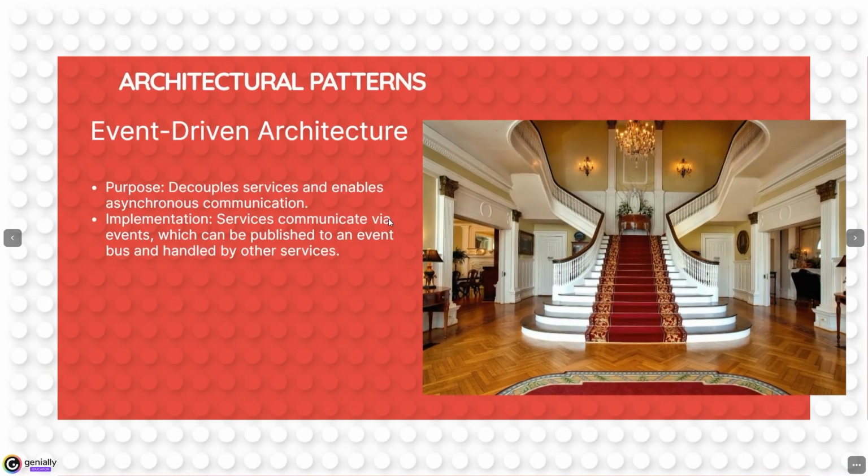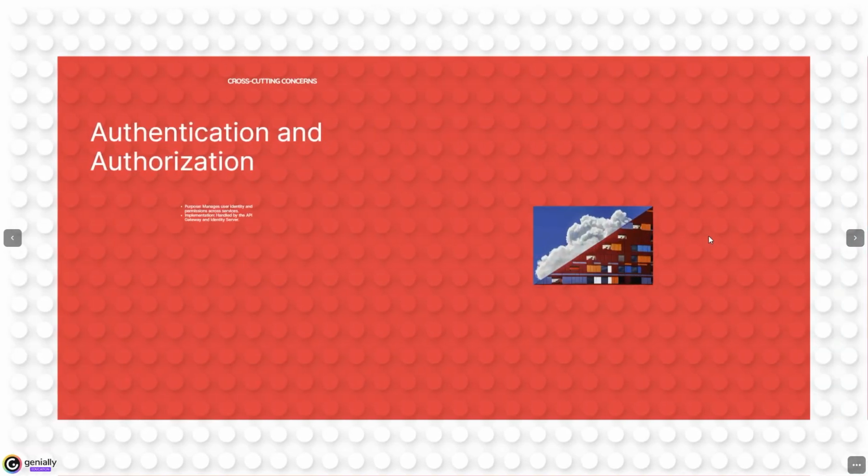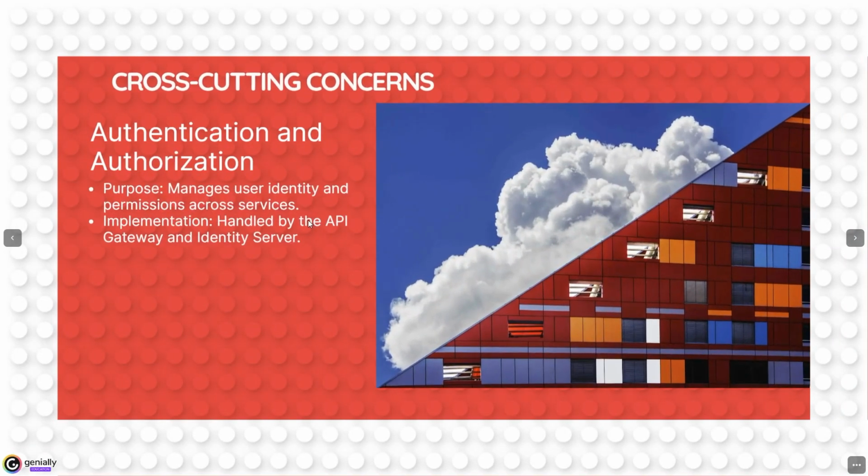Event driven architecture. Purpose: decouples services and enables asynchronous communication. Implementation: services communicate via events which can be published to an event bus and handled by other services. Authentication and authorization. Purpose: manages user identity and permissions across services. Implementation: handled by the API gateway and identity server.